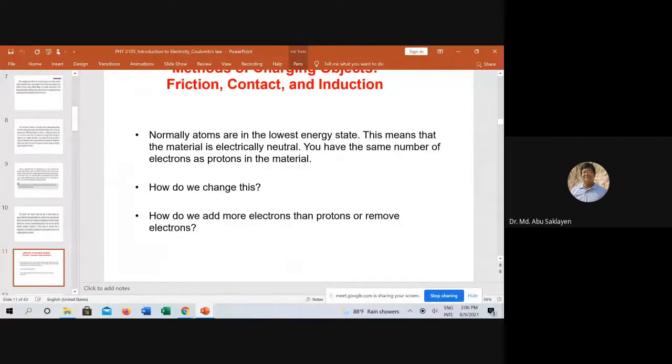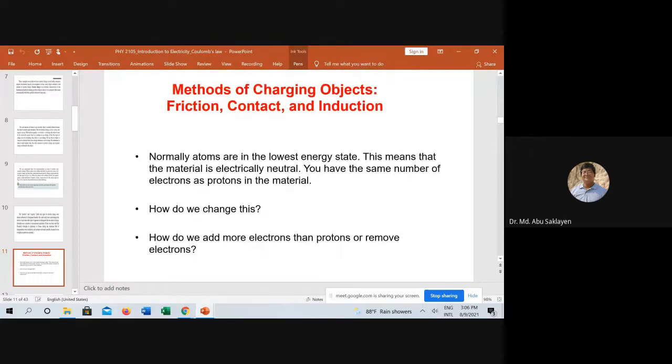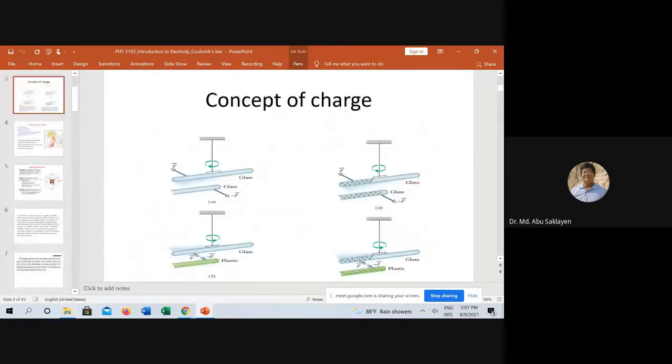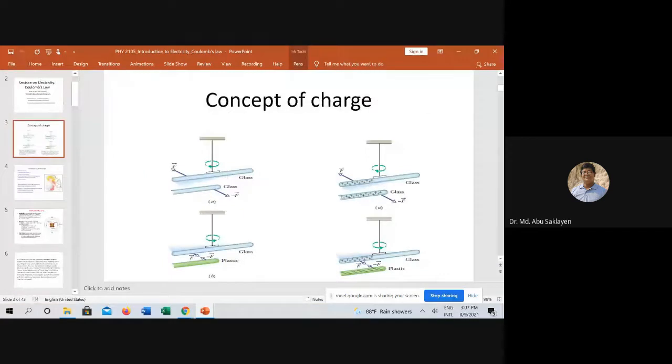So there are processes by which we can charge an object: friction, contact, and induction. And in electrostatics, here we consider a glass rod and a plastic rod, right? Glass rod and plastic rod. So if we consider a copper or iron rod, what happens?